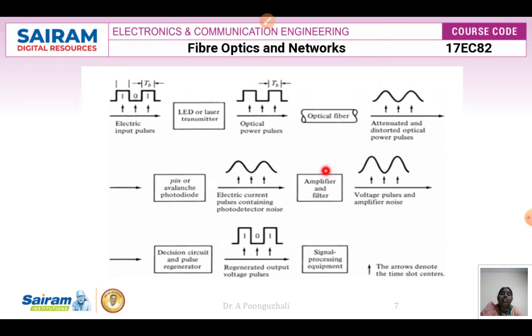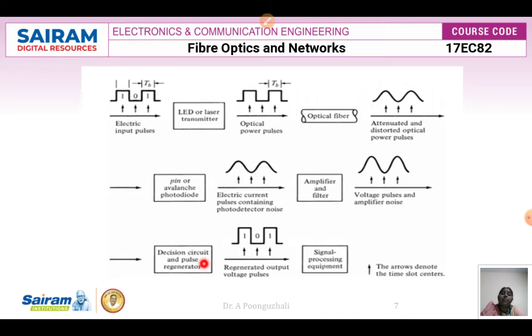The filter removes the noise component present in the signal, and the weak signal is amplified. Now we have an amplified signal, but the noise will not be completely removed. We will have a small noise, and that noise will also be amplified, and that is given to a decision circuit and a pulse regenerator. The decision circuit takes a decision based on a threshold. If the received pulse is above a threshold, then a pulse 1 is transmitted. If the received pulse is below a threshold, then 0 is transmitted.